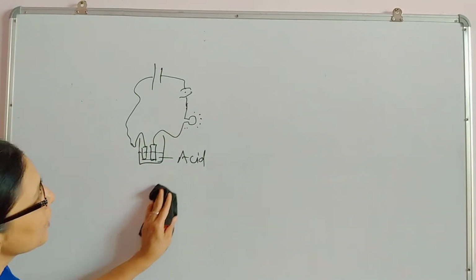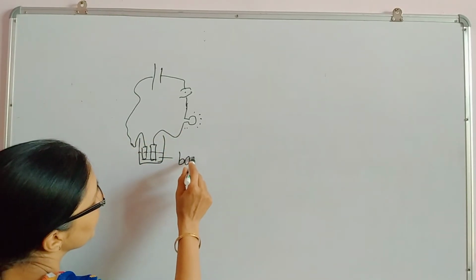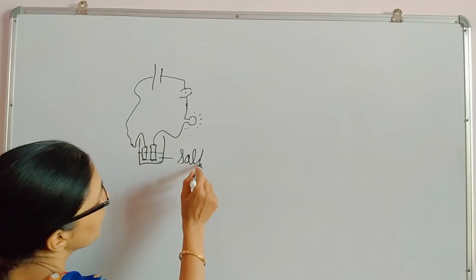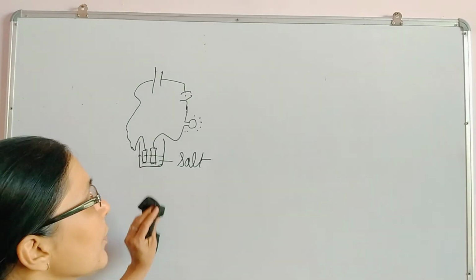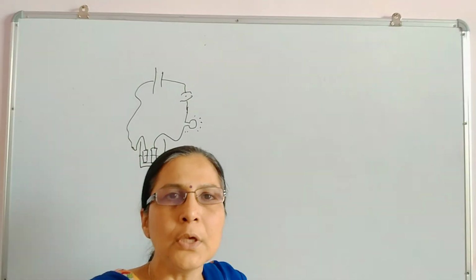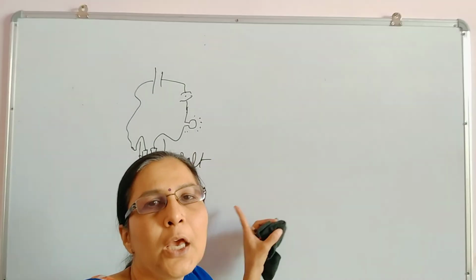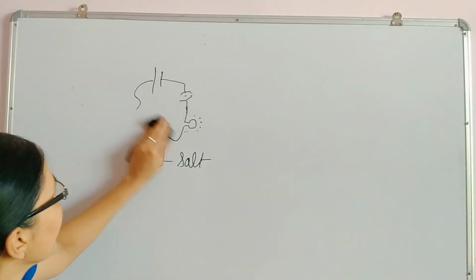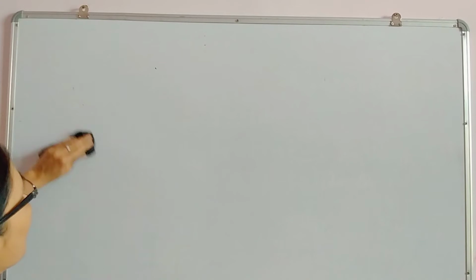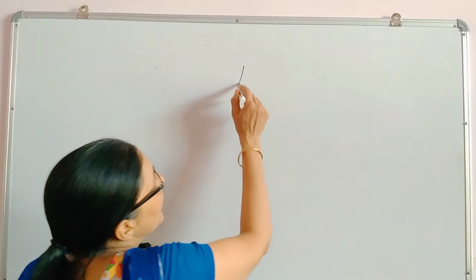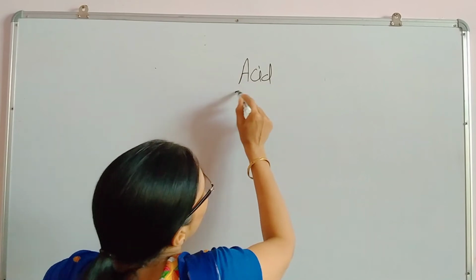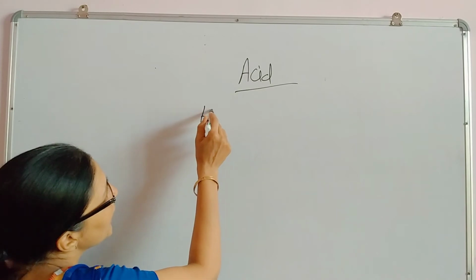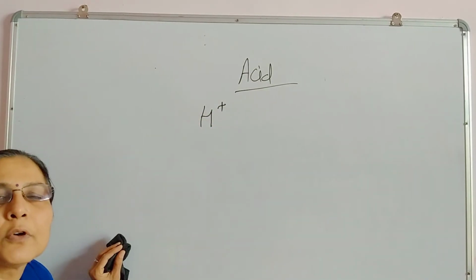Instead of acid, suppose base is added. Then also the bulb will glow. And if salt solution is added, then also the bulb will glow. It means acids, bases and salts have free ions in their solution. That's why they are good conductors of electricity. So, what is common in all the acids? Scientist Arrhenius has given one definition of acid, that all acids will liberate H plus ion in aqueous solution.